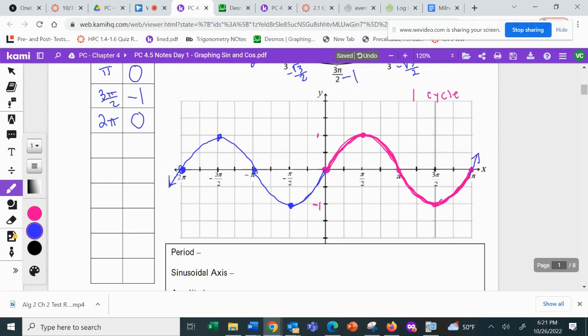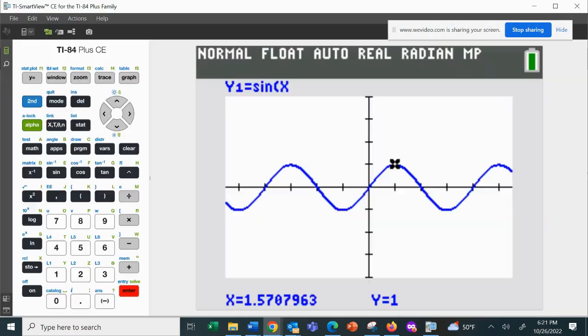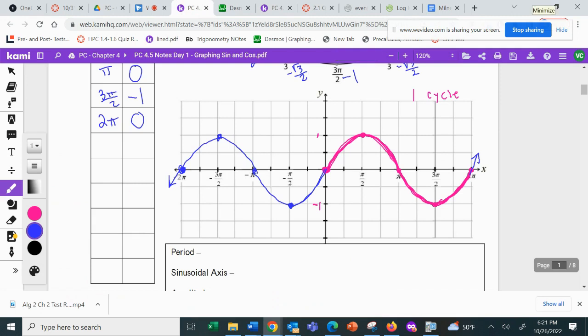So you can compare that with the Desmos graph. It is a nice, smooth wave. Oh, I'm sorry. I meant your graphing calculator. We'll come back to Desmos in a moment. It's a nice, smooth wave that can go on forever. Let's see, back to this. So I talked about this pink being one cycle.